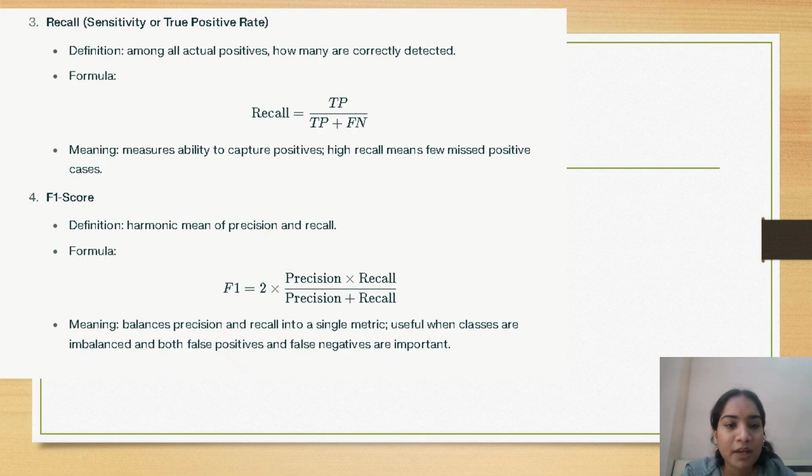So suppose we have TP equals 40, FP equals 10, FN equals 5, TN equals 45. Then accuracy will be 0.85, precision will be 0.8, recall will be 0.8, and F1 score will be 0.842. It is all calculated from the formulas given here, and these metrics help us evaluate model performance, especially in imbalanced data sets where accuracy alone can be misleading.